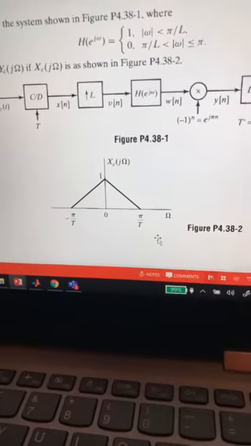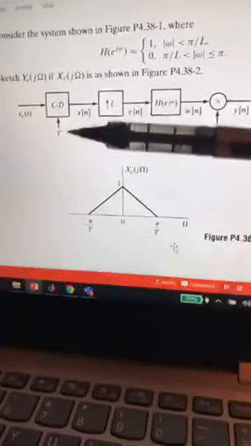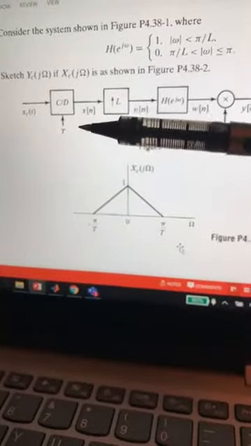So that's why our interest has always been in plotting the spectrum, the signal in frequency domain. This is the signal with pi over capital T as the maximum frequency content in the signal, and we want you to first sample the signal with the sampling period of capital T.